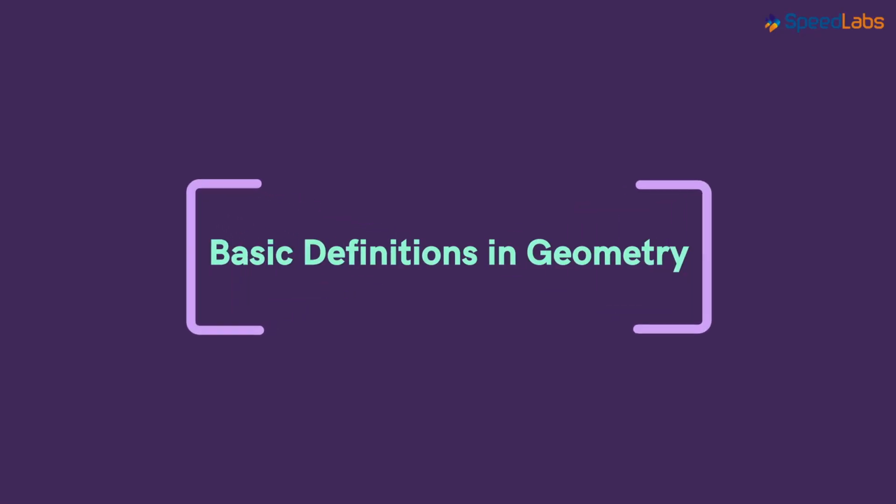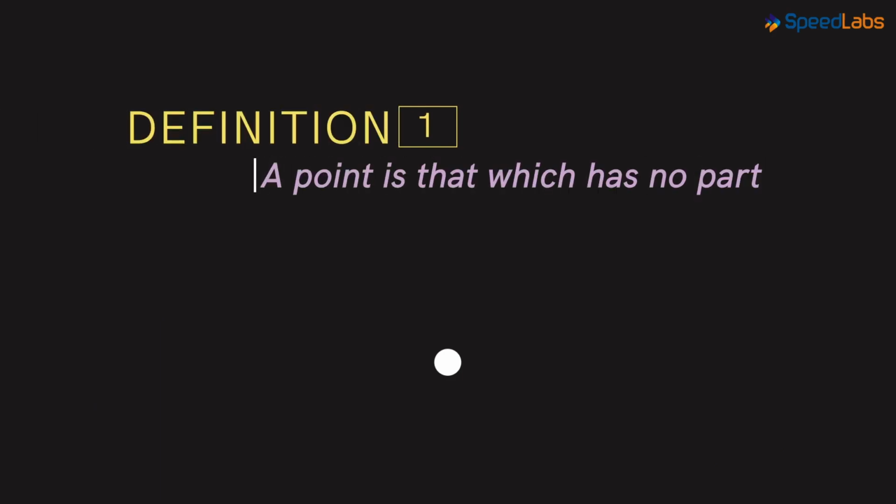In this lesson, we will understand some basic definitions in geometry. The first definition is that of a point. Euclid defined a point like this. A point is that which has no part. In simple words, a point is the smallest and the most fundamental aspect of geometry.